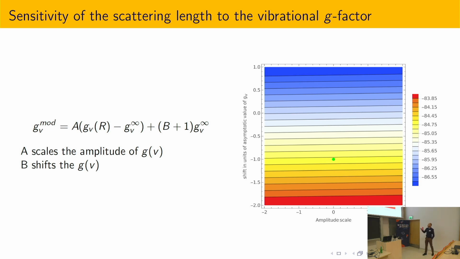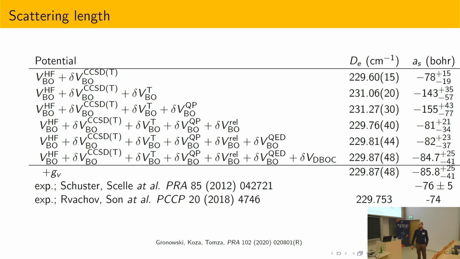But when we shift the asymptotic value, we can change the scattering length by a significant amount. It's usually a few bars. And when we do this exactly with the shape of the G factor, what we have obtained is that the difference between the adiabatic and non-adiabatic results is on the order of 1 bar. So just as a take-home message from this talk, it means that the non-adiabatic effects are small. This is more or less what we can expect.